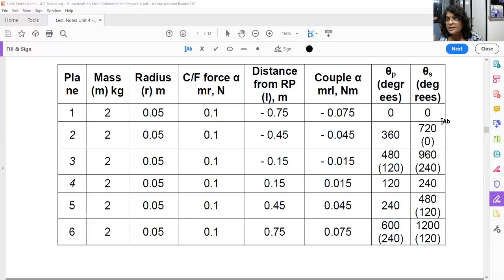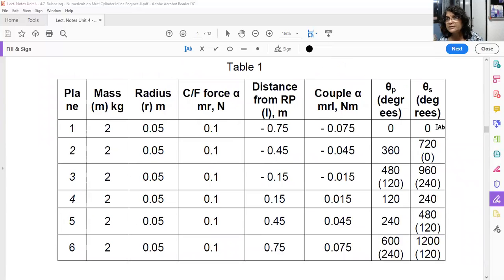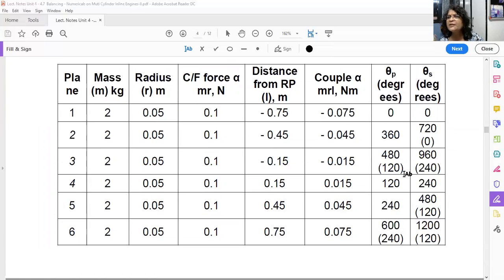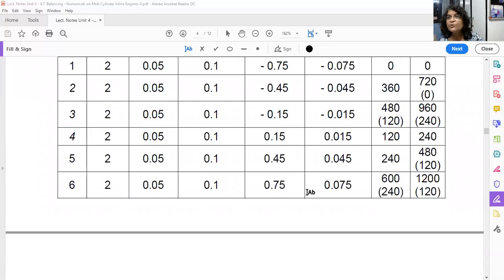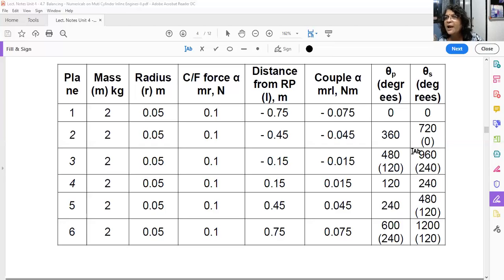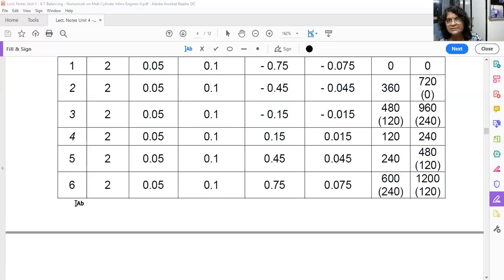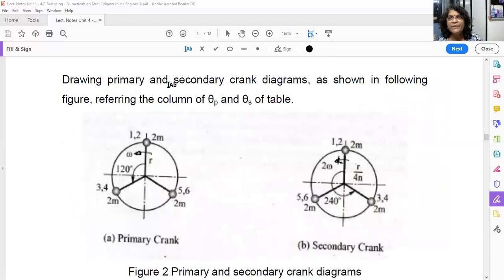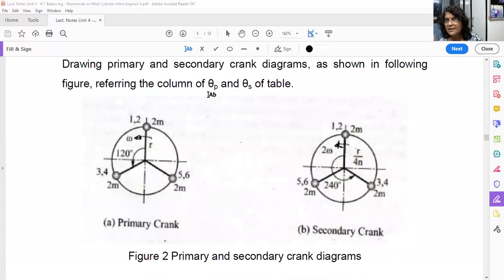So again, I will explain the secondary column angle. This crank angle, just make it double, nothing else. So now you have to draw the primary crank diagram and secondary crank diagram based on this column. This is primary. You have to refer to these angles to draw the plane number 1, 2, 3, 4, 5, 6 masses, and this column, that is the secondary crank angle, to show planes 1 to 6. So based on the column theta p, primary angle, and theta s, secondary angle, you have to draw the primary crank diagram and secondary crank diagram.